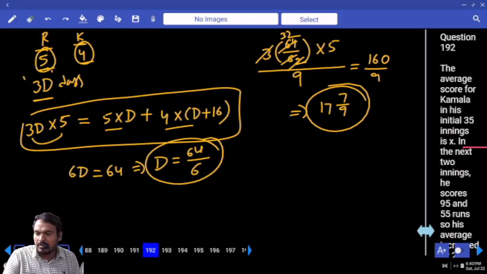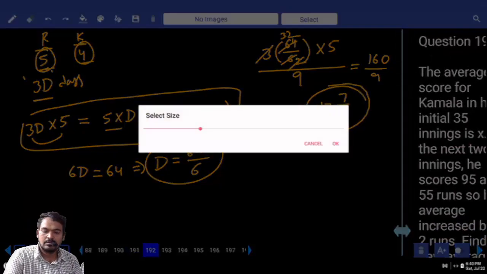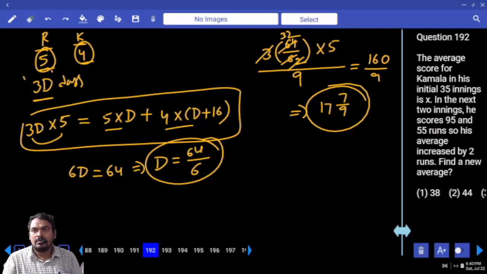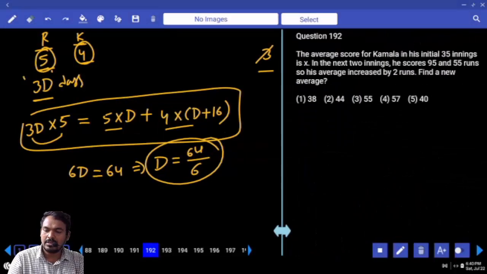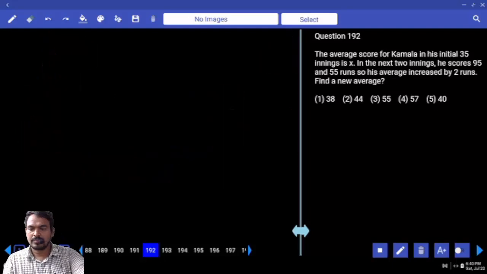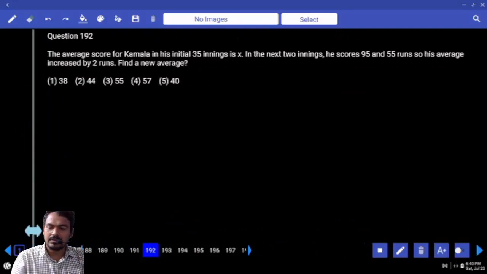Next question number 192. The average score for Kamala in his initial 35 innings is X. In the next 2 innings he scores 95 and 55 runs, so his average increased by 2 runs. Find the new average or old average? New average. Initially how many innings?